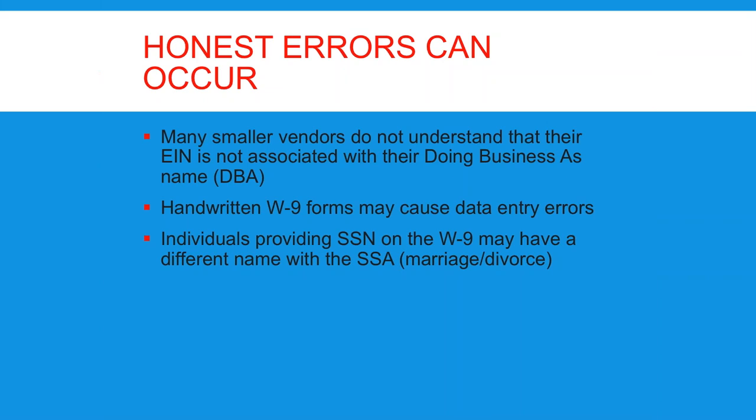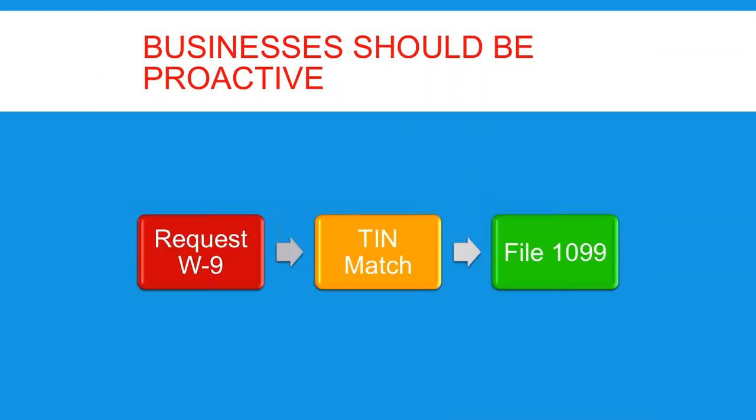And then individuals who are using an SSN rather than an EIN on their W-9 form, they may be supplying a name on the W-9 form, but that name may be slightly incorrect. It may be that they've been married or divorced and just haven't followed up with the Social Security Administration to actually make the update in their records. And so they're putting what they feel is correct, but it might not actually be correct.